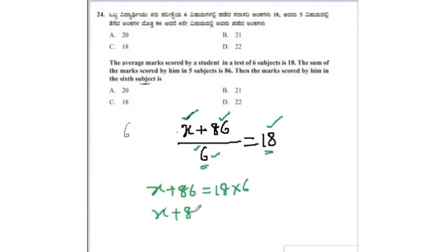What is the value of 18 into 6, students? 108. Okay, good. So X is equal to 108 minus 86, which is nothing but 22. So the math mark, or the 6th subject mark, is 22.